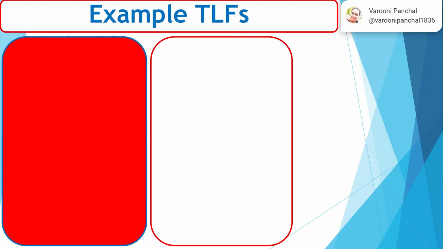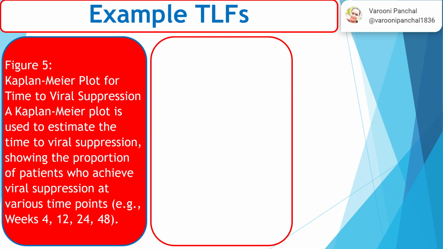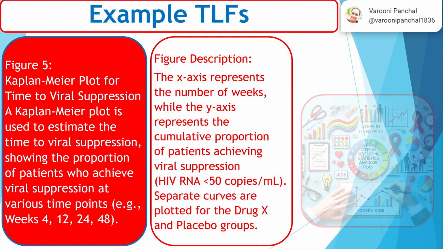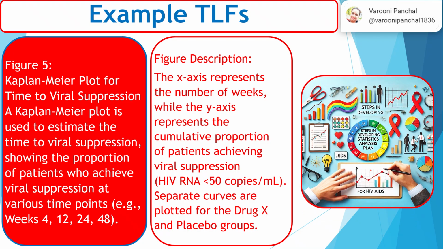Figure 5. Kaplan-Meier plot for time to viral suppression. A Kaplan-Meier plot is used to estimate the time to viral suppression, showing the proportion of patients who achieve viral suppression at various time points, e.g., weeks 4, 12, 24, 48. Figure description: the x-axis represents the number of weeks, while the y-axis represents the cumulative proportion of patients achieving viral suppression, HIV RNA less than 50 copies per milliliter. Separate curves are plotted for the drug X and placebo groups.